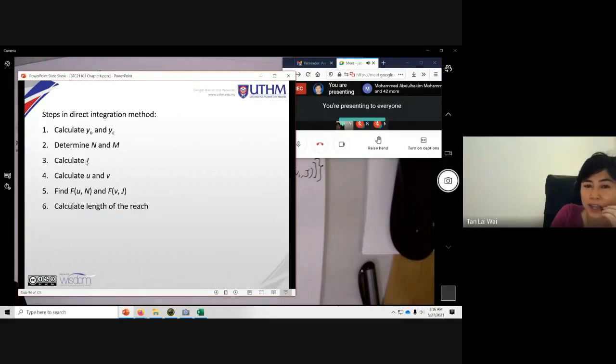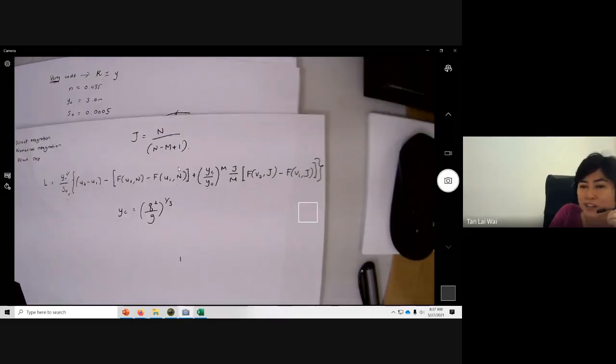So these are the steps where in order to find J, you need N and M, therefore, you need to calculate N and M first and find J. You know that to find V, you need J as well. So therefore, you need to find J first and calculate for U and V. Once you have U, V, J, and N, you can find your function of U, N, F, V, J. Then, you substitute in this formula here, all those values, you can actually solve for L. You need to find a lot of data, but it's simple.